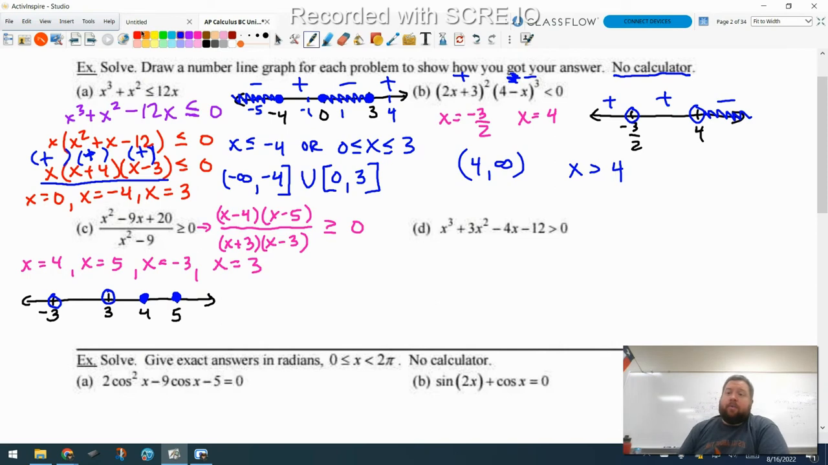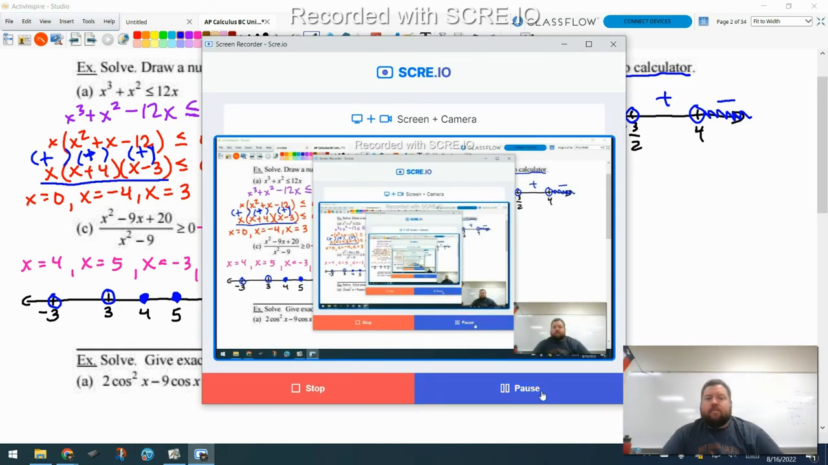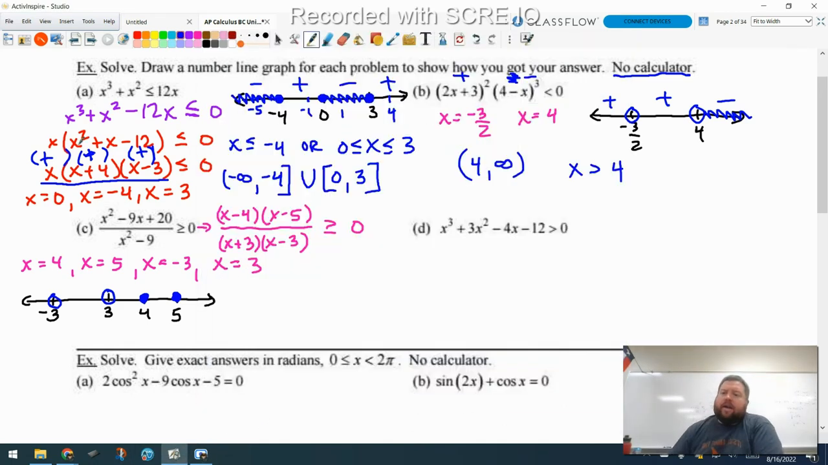All right, now we have to test a point in each region. And again, we're just going to plug it into the factored form here. An odd number of negatives is a negative. An even number of negatives is a positive. All right, so we're going to plug in negative 4 up here. So negative 4 minus 4 is a negative. Negative 4 minus 5 is a negative. Negative 4 plus 3 is a negative. And negative 4 minus 3 is a negative. 4 negatives makes a positive.